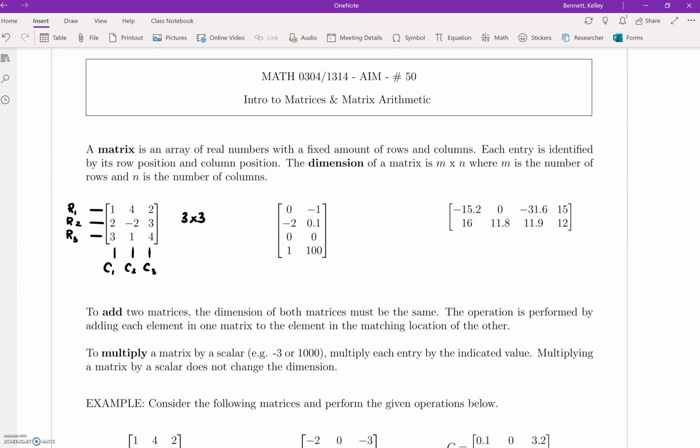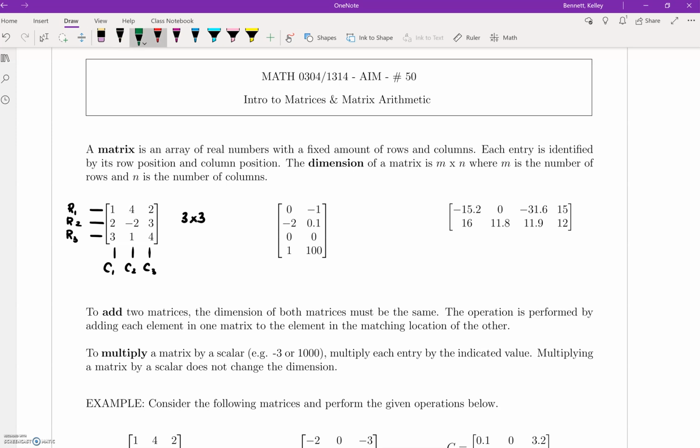If you and another person were looking at the same matrix and that other person asked you, what value is in the first row, second column? You would just go to your first row, go to your second column, and see that it was 4. Row 1, column 2 is 4.